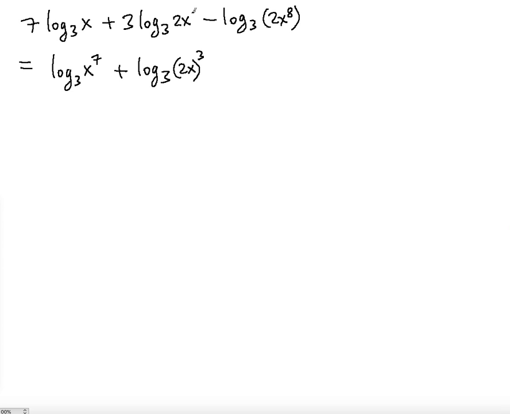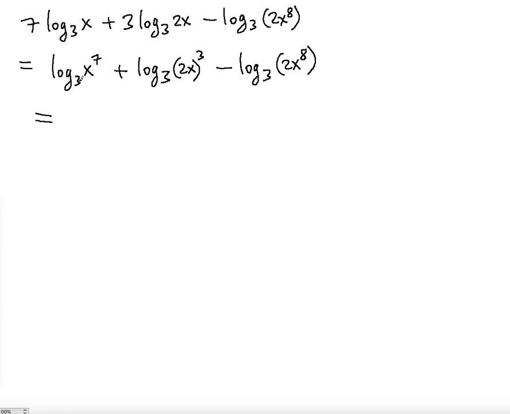But be careful, the 3 doesn't apply just to the x, it applies to the entire product of 2 and x, right? 2x, right? So the 3 applies to both. That's why you have to use the parentheses. Okay? Minus log base 3 of 2x to the 8th. So luckily the last term we didn't have to do anything there. So now what are we going to have? What is going to happen?